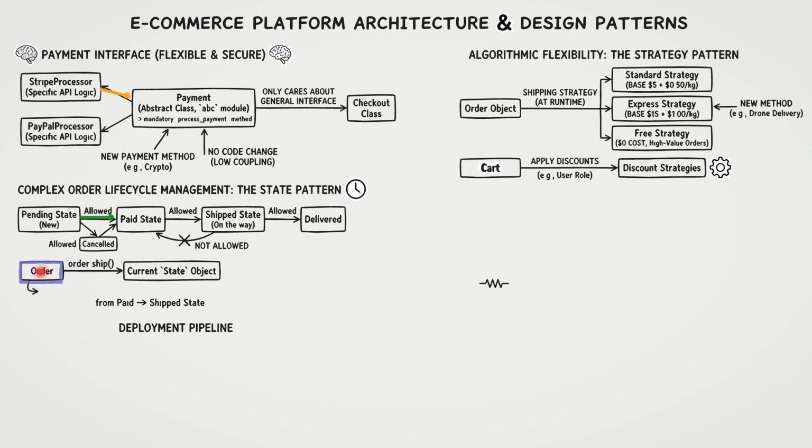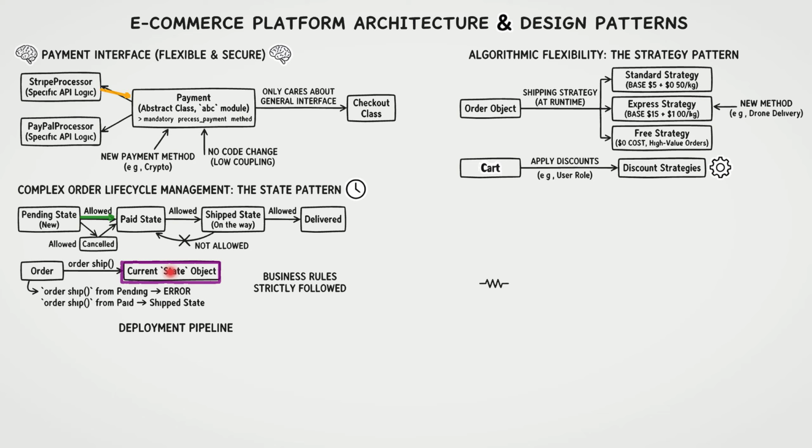In our code, the order class keeps a reference to its current state object. When you call order.ship, the order just passes that request to the current state. If the state is pending, the system returns an error. If the state is paid, the object handles the logistics and moves the order to shipped, ensuring our business rules are strictly followed.